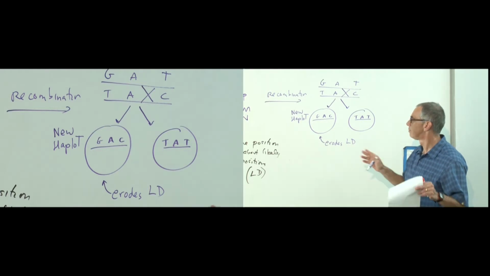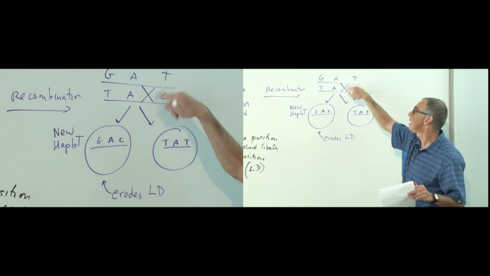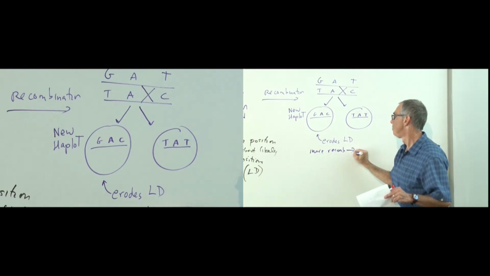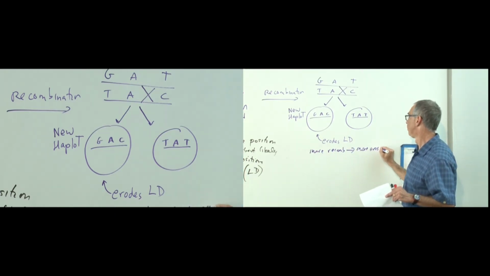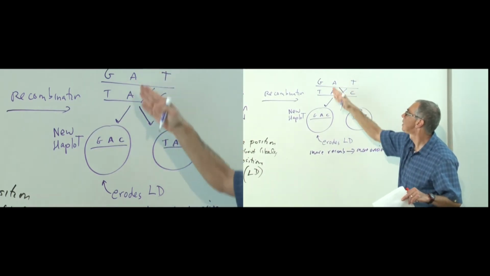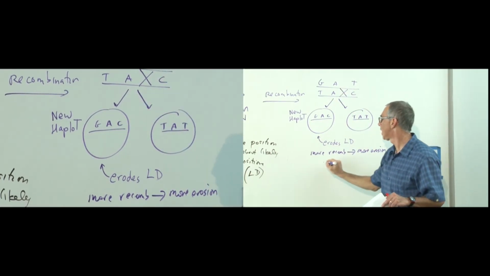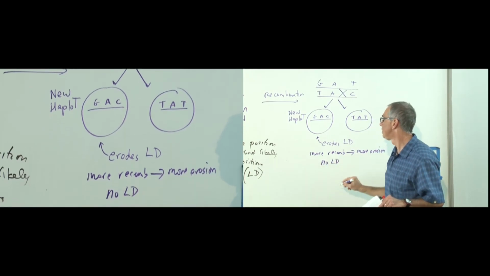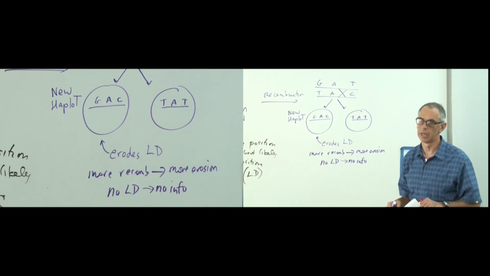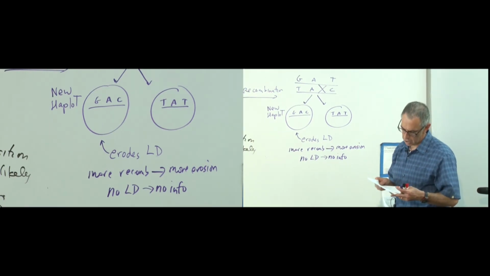So hopefully that's clear, that we're eroding the correlation. And the more recombinations that happen, more recombinations means more erosion. And in fact, if you have a ton of recombinations mixing up this little triple of loci, eventually you can get no LD, which means there's no information about one allele given the other. Okay. Let's think about under what circumstances that would happen.